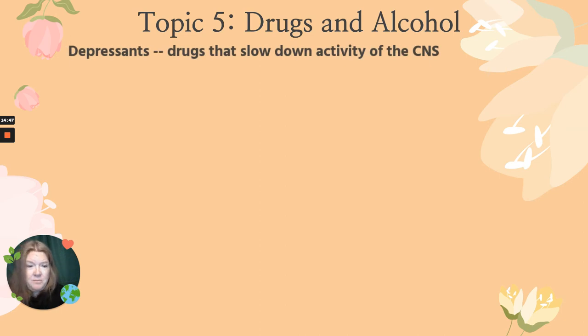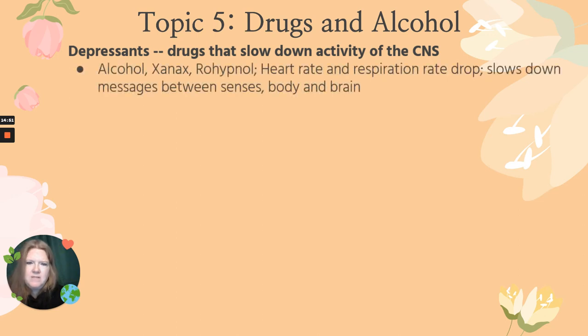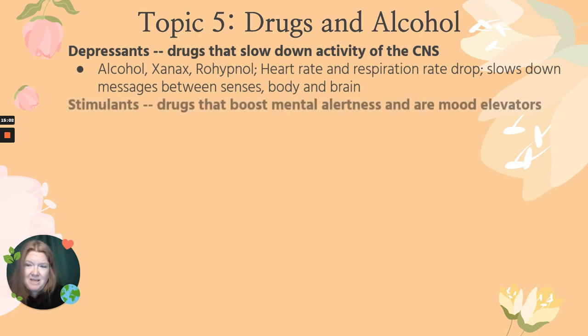So we're going to talk about a few main categories of drugs. They're depressants. They slow down the activity of the central nervous system. Things like alcohol, Xanax, Rohypnol. Rohypnol is the date rape drug. Your heart rate and respiration rate drop. It slows down messages between your senses, your body, and your brain.